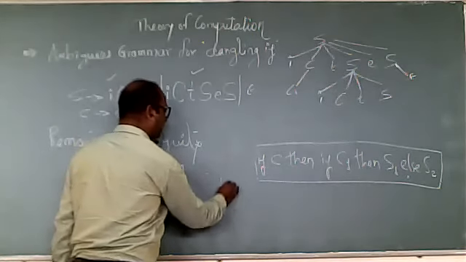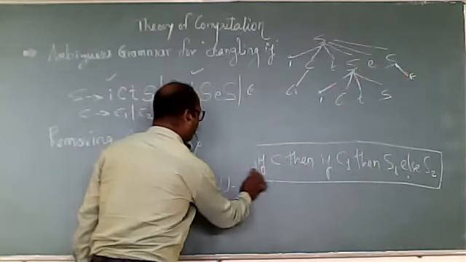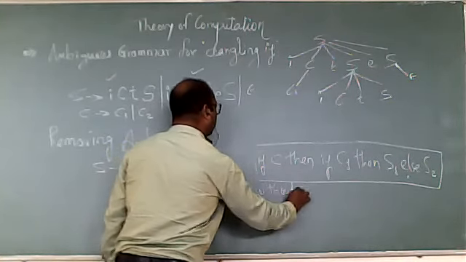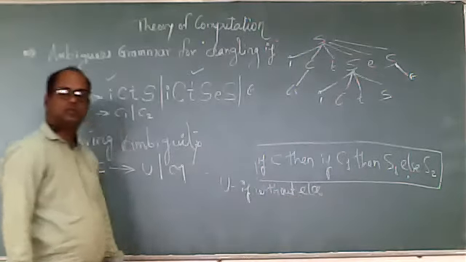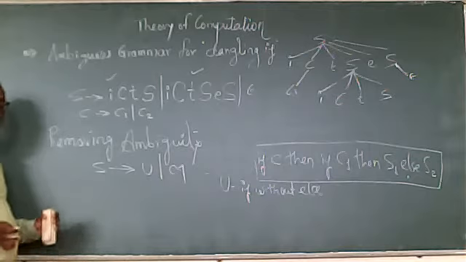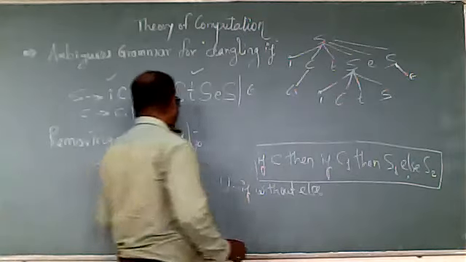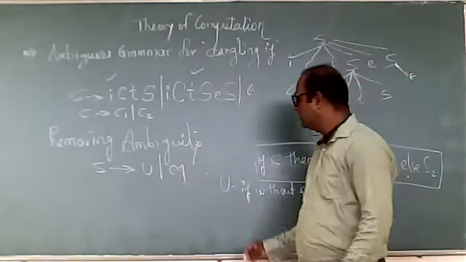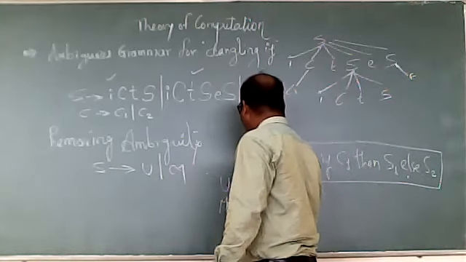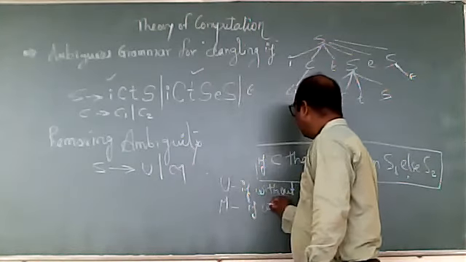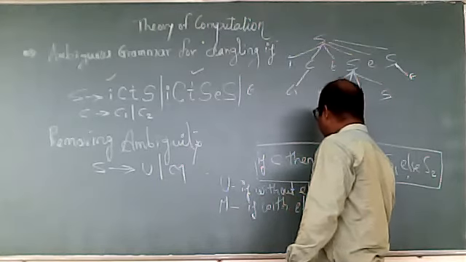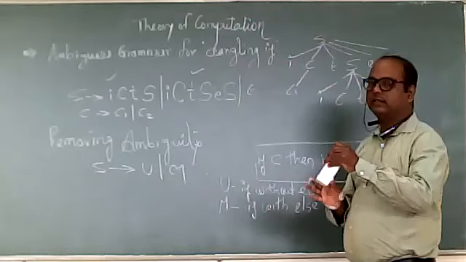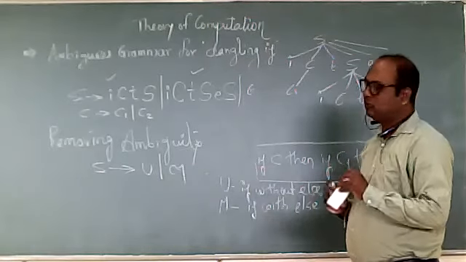So what is the U here? U is if without else. If I'm saying if is without else, at that time I will use this U variable. And when I'm saying if with else, I will use the M variable. So I'm separating these two conditions: the normal if without else and the if with else.